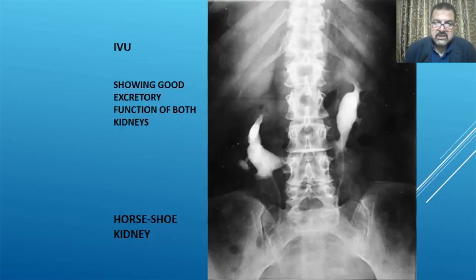Here horseshoe kidney, as you can see, both kidneys are connected by the lower isthmus, lower poles, and lower in position from the usual location of the kidneys. And this is horseshoe kidney.